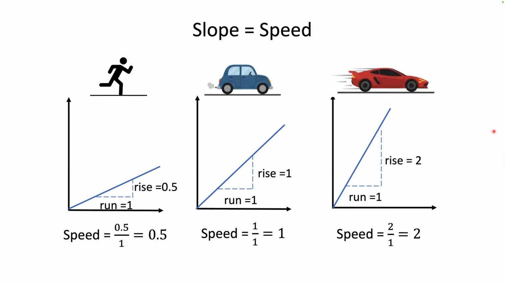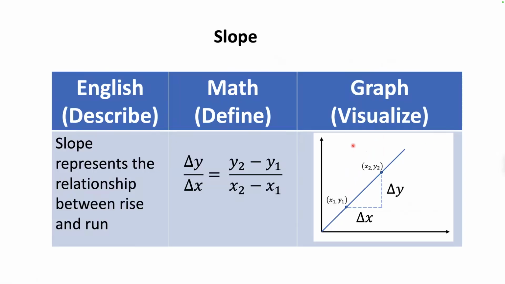In math, we use symbols instead of letters, so we use delta y and delta x to express the slope. Therefore, delta y over delta x is the mathematical language to express the slope, which is called the average rate of change. Delta y represents the vertical difference, and delta x expresses the horizontal difference. Graphically, we can express this as delta y and delta x.